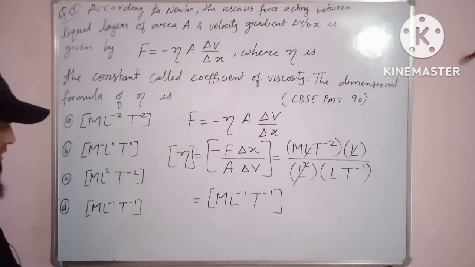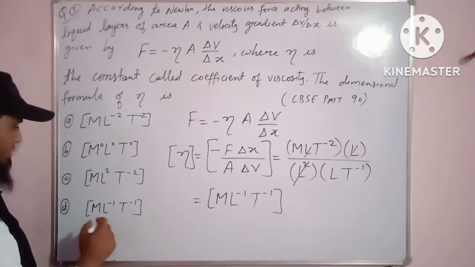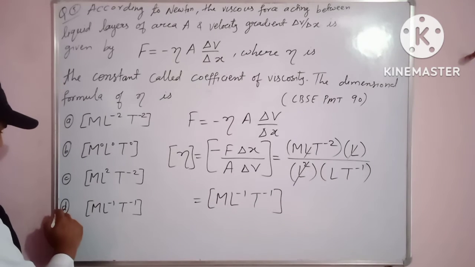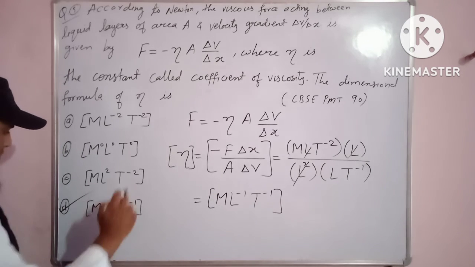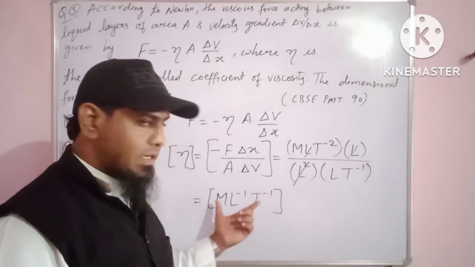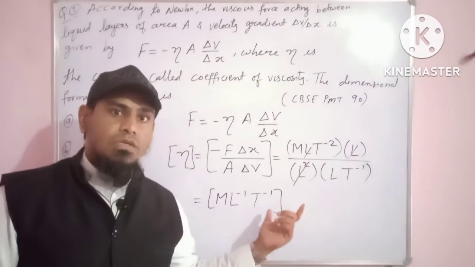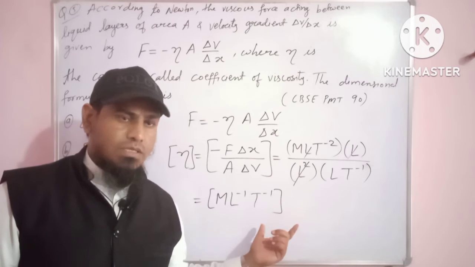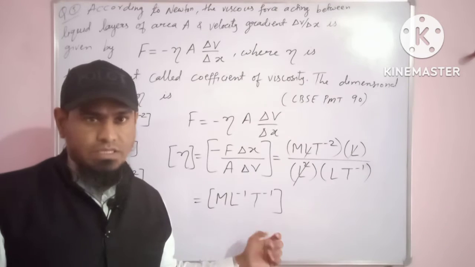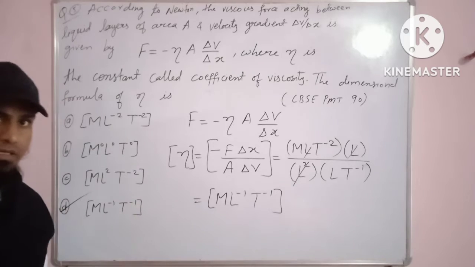They have asked this many times in other exams also, so you can keep in mind this ML minus 1 T power minus 1. So option D is correct. So write down, instead of the formula, if you remember the units also, then from units also you can easily find the dimensional formula. Please write it down, pause the video and write it down.